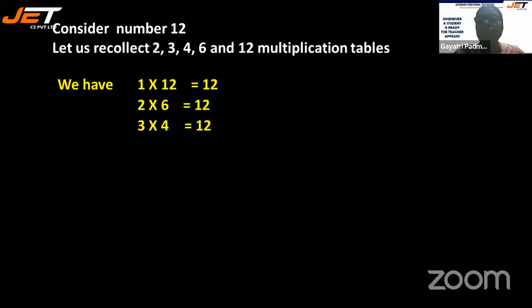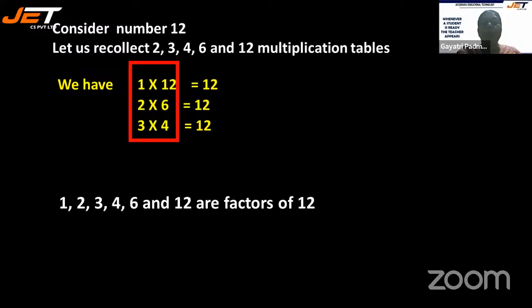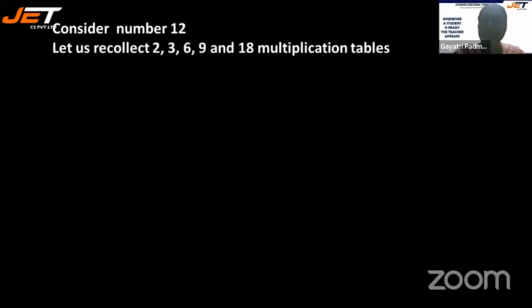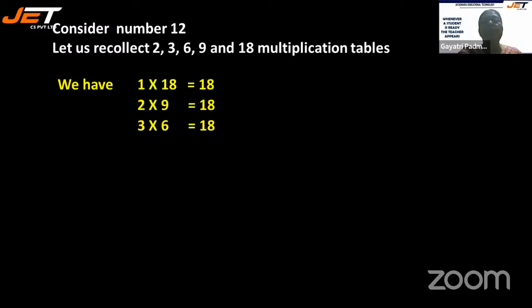So here we have 1 into 12. 1 twelve is 12, 2 sixes are 12, 3 fours are 12. So therefore, 1, 2, 3, 4, 6, and 12 are the factors of 12. Now we are considering the 2, 3, 6, 9, and 18 multiplication tables.